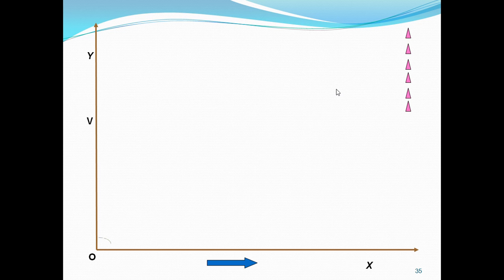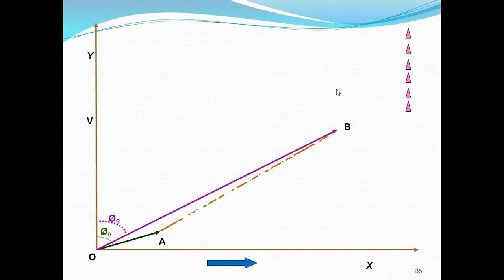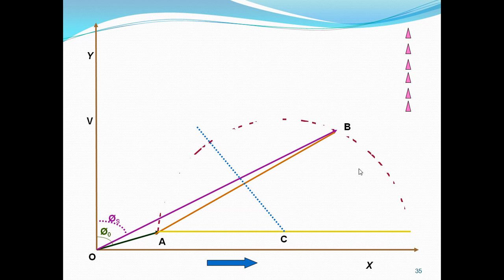So draw OX and OY, next OA at an angle phi naught, next OB at an angle phi s, and join AB. Then bisect the line AB and extend it so that it cuts the AD line at point C. Now take C as center and AC as radius. Draw a semicircle which passes through the points A, B, D.